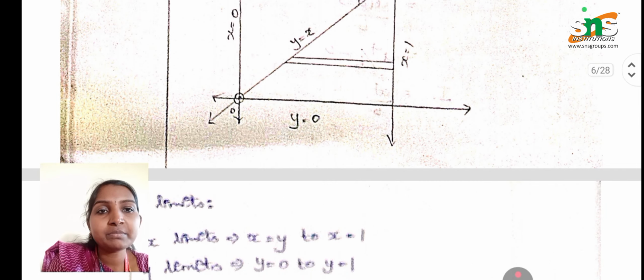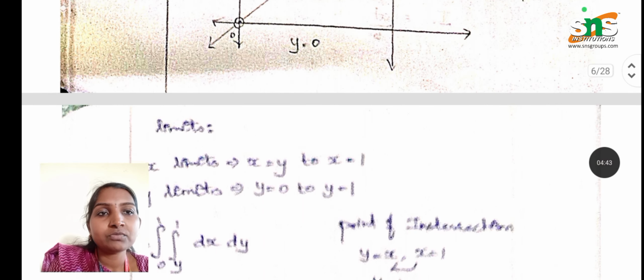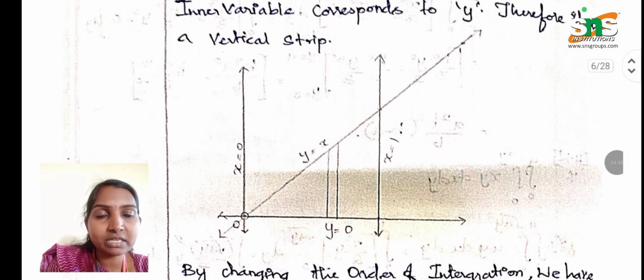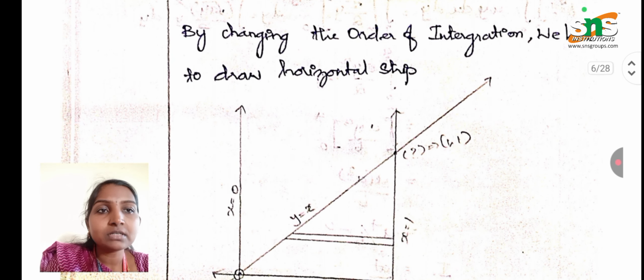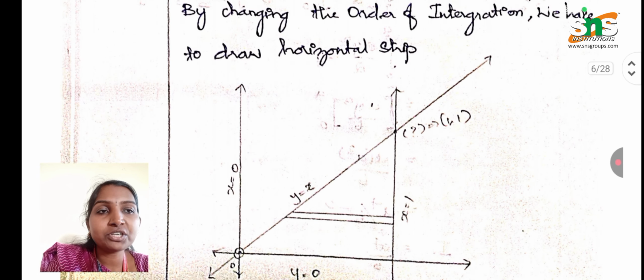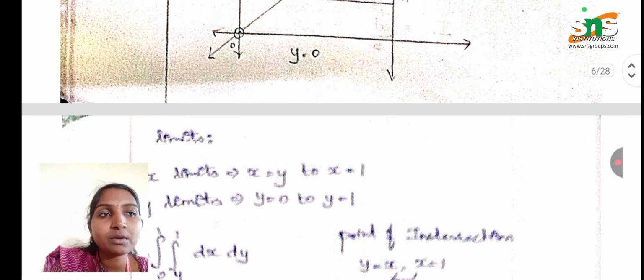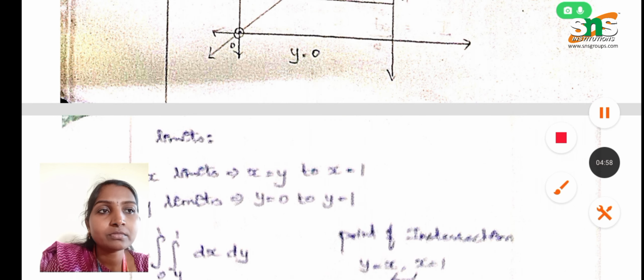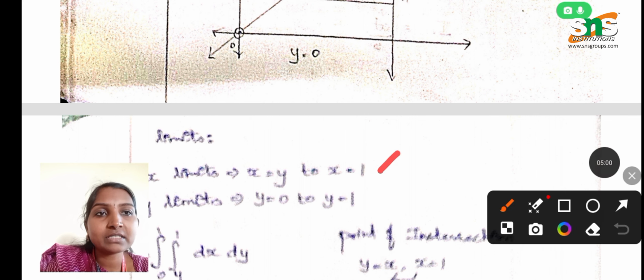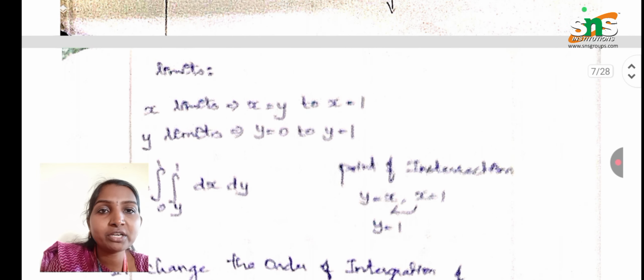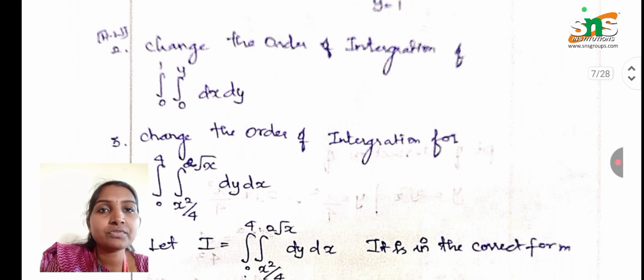So now the limits will change. With the given problem, we will write the limits and draw the diagram. After changing it to the horizontal strip, we will write the limits. Now what are the limits? The horizontal strip starts at x is equal to y and ends at x is equal to 1, and y is equal to 0 to y is equal to 1. So these are our limits after changing the order of integration.